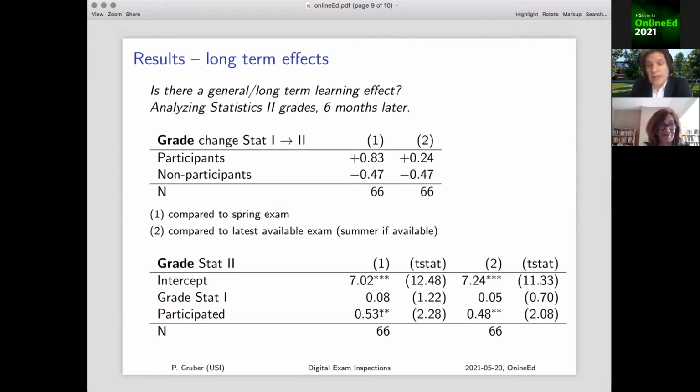And so this is, again, highly significant result that if you look at your statistics 1 exam, you apparently learn something for, well, let's say, maybe not life, but you learn something for your academic career. And you improve your grade at the statistics 2 exam.